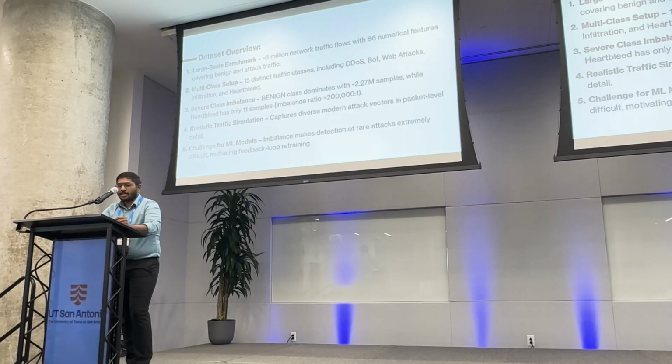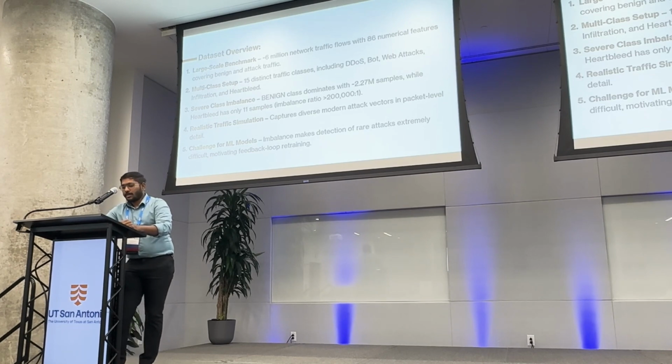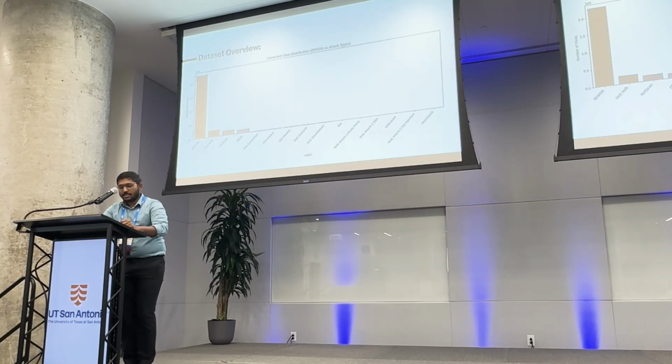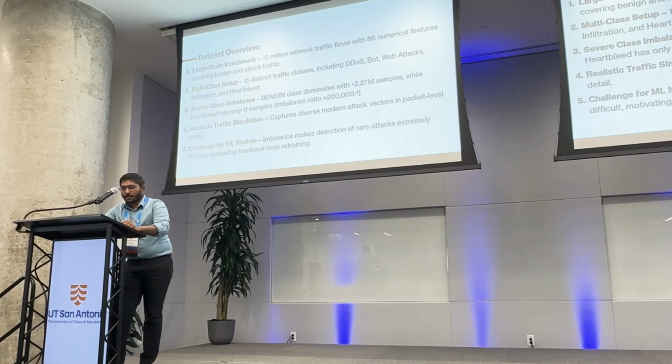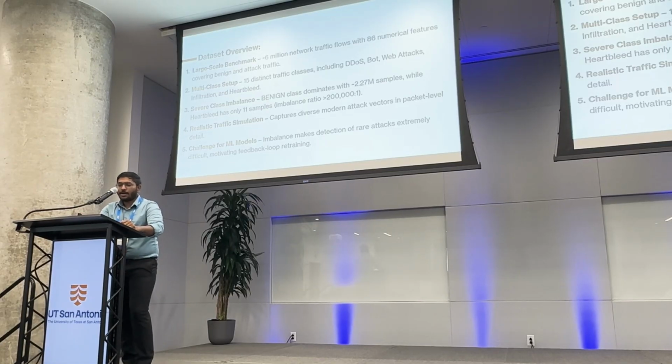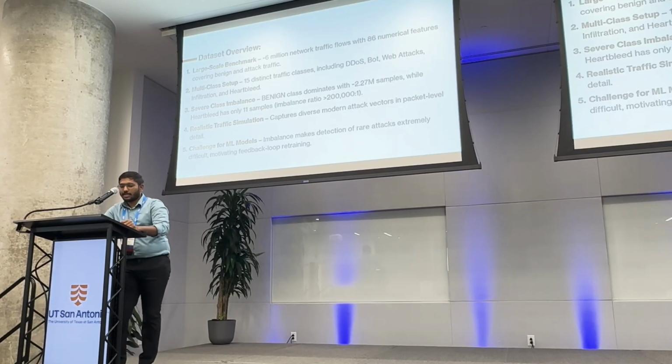Next, let's look at the dataset we used to train and evaluate our system. We used the Canadian Institute for Cybersecurity Intrusion Detection Evaluation dataset, which contains nearly 6 million flows and 86 features across 15 classes. This dataset realistically simulates both benign and attack traffic. One major challenge is class imbalance. For example, the benign class has more than 2.2 million samples, while the Heartbleed attack has only 11. This imbalance is a key reason we integrated a feedback loop.